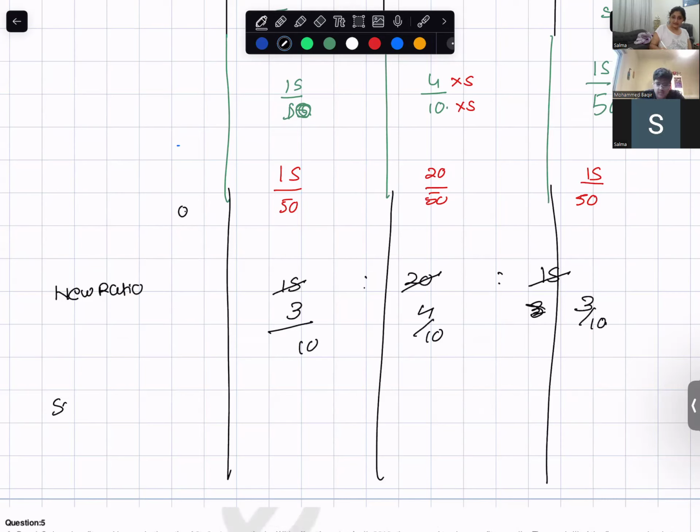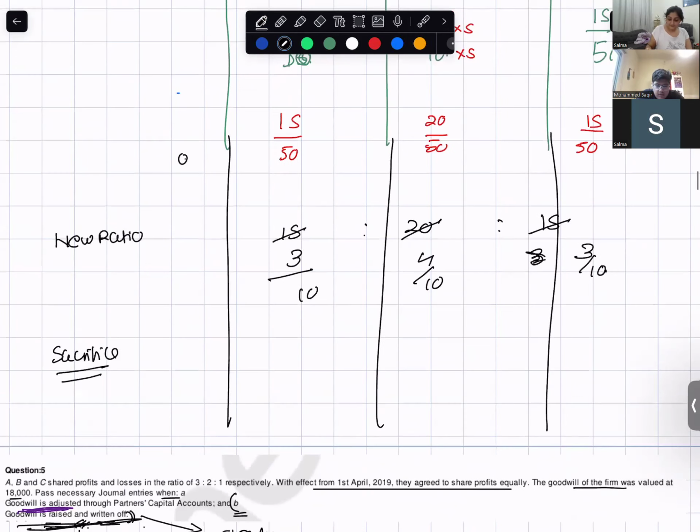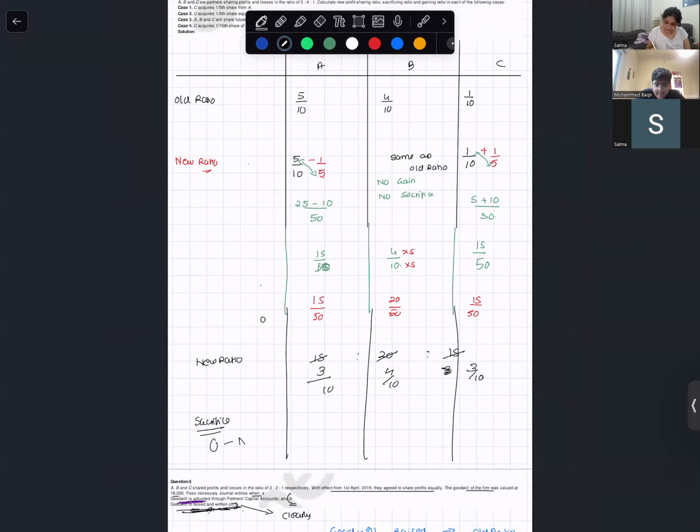Now you can calculate sacrifice, and you already know who has done the sacrifice. A has done. So sacrifice will be old minus new. Old is 5 by 10 minus 3 by 10. So sacrificing ratio is 2 by 10. And for C, 1 by 10 minus 3 by 10, so this is minus 2 by 10. For C, it is gain.